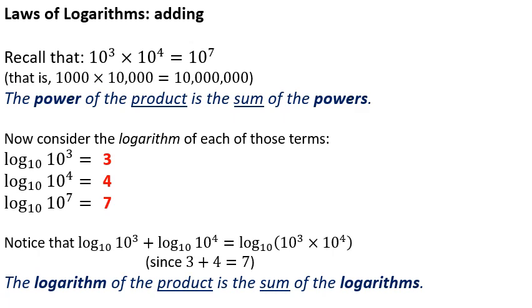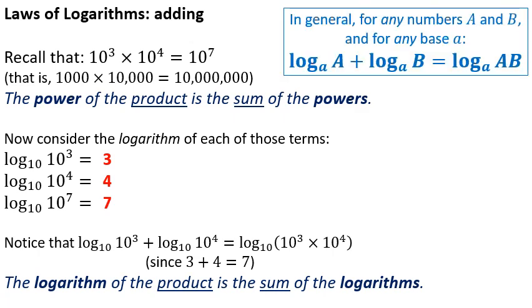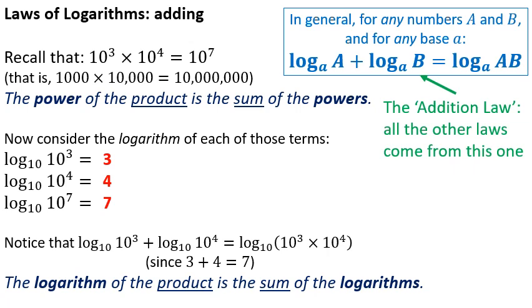This can be written more elegantly in this form. This is what we call the addition law. It's the law of logarithms from which all the other laws can be derived, and they all make sense in terms of this law. So we can say no matter what the two numbers are, if we can do log of each of them, adding those logs is the same as doing log of the product of the two numbers.